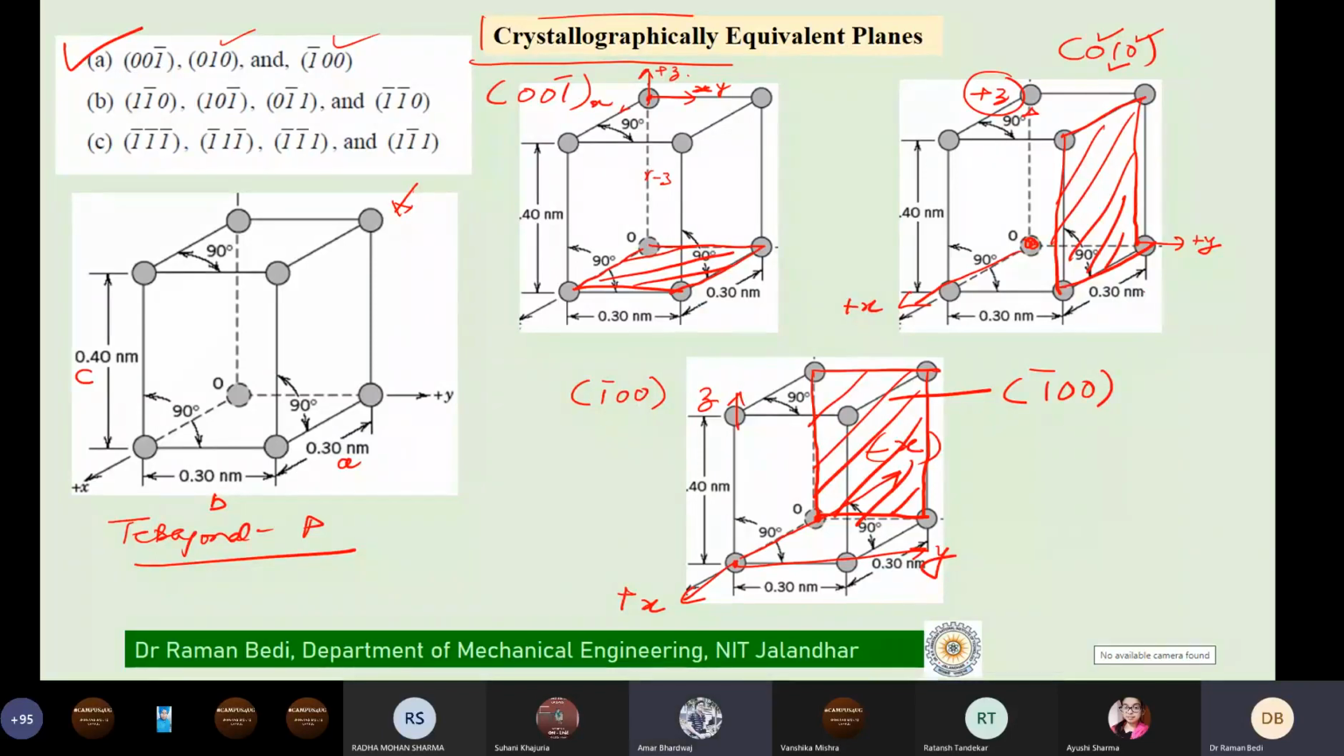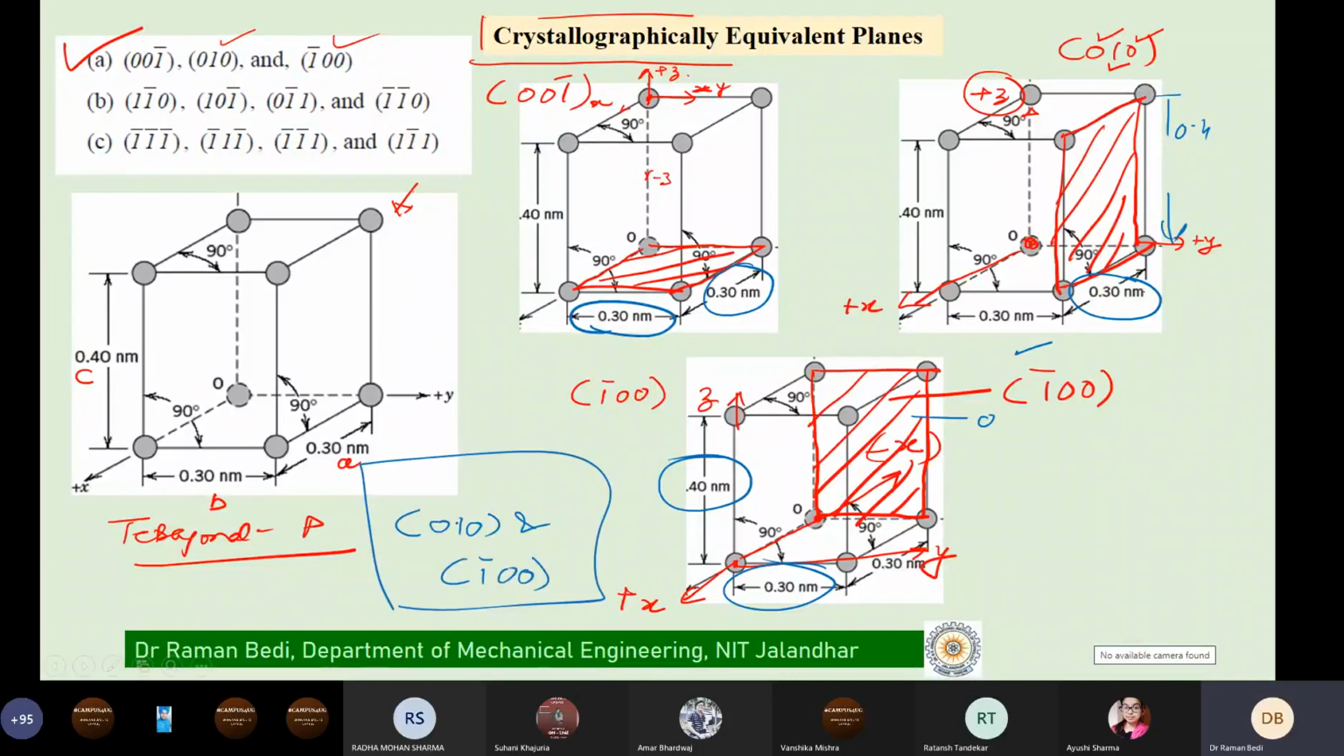Two or three are equivalent, not all. We observe that the plane shown as 0, 0, 1 bar has dimensions 0.3 into 0.3, so the area will be 0.3 into 0.3 nanometers. The plane described as 0, 1, 0 has dimensions of 0.3 into 0.4 nanometers. And incidentally, the 1 bar 0, 0 plane also has the dimensions 0.3 here and 0.4 nanometer here. So this tells me that the planes written as 0, 1, 0 and 1 bar 0, 0 happen to be crystallographically equivalent. Is that right?